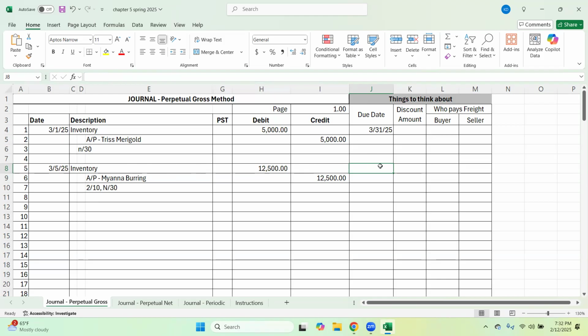So let's see, in 10 days, what day would that be? So I'm going to come over here and all I'm going to do is go to that date and I'm going to add 10 days to it. And then I'm going to find out what's going to be the date in 30 days. There we go. Beautiful, isn't it? If I was to take off 2%, what would that be? Okay, I'm going to do 2%, 0.02. There we go, $250. We don't have anything in here about freight. Okay, so we've got all this.